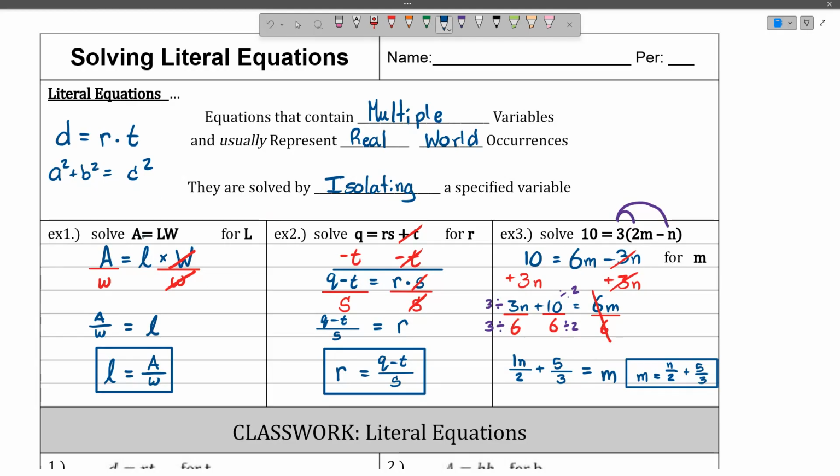Odds are the first example made a lot of sense. The second example made a little less, but still, you feel pretty confident. It's going to be this third example that really messes with your brain. So my advice, go back, rewatch it, especially right here. It's been a while since you've simplified.